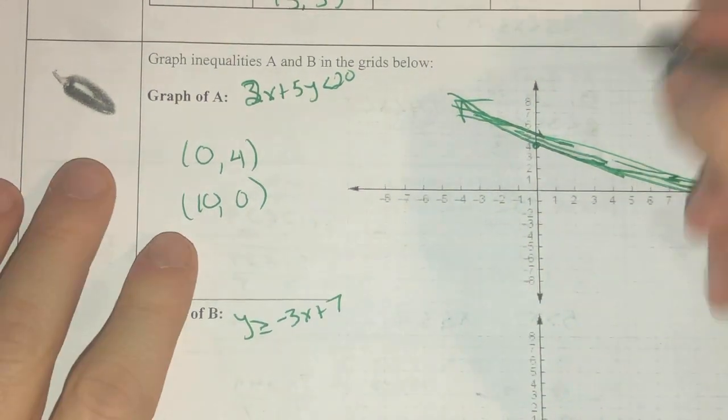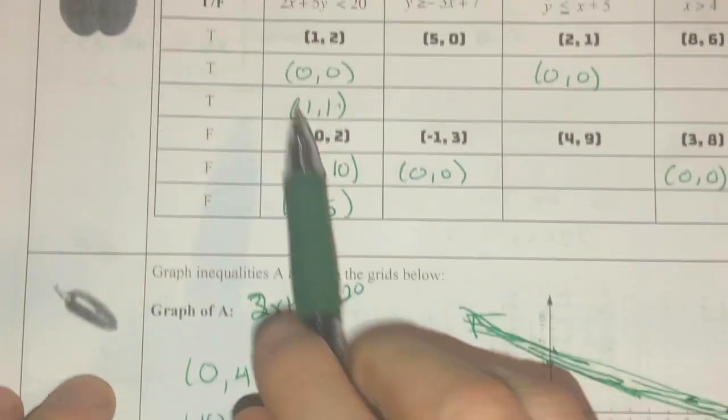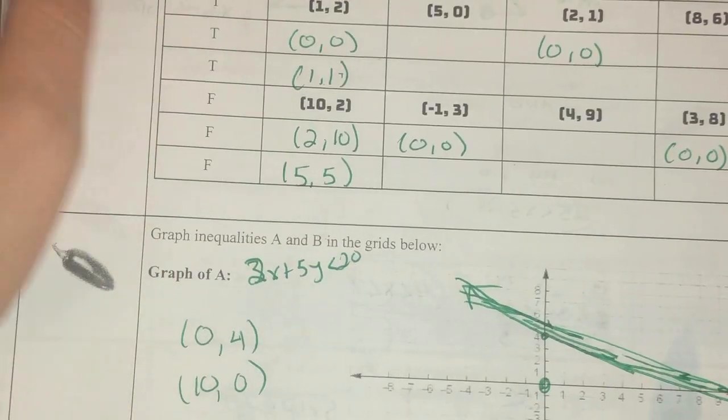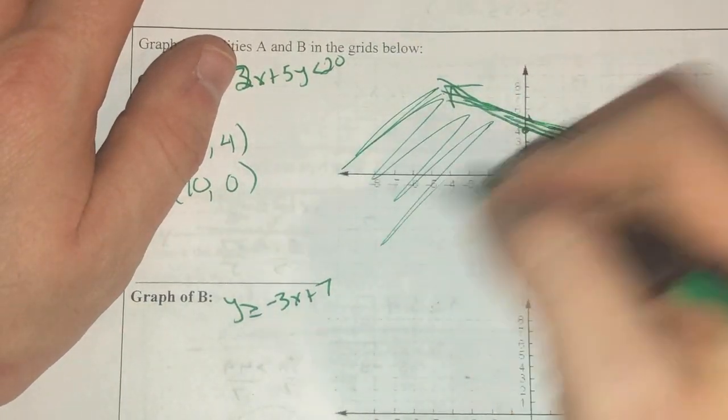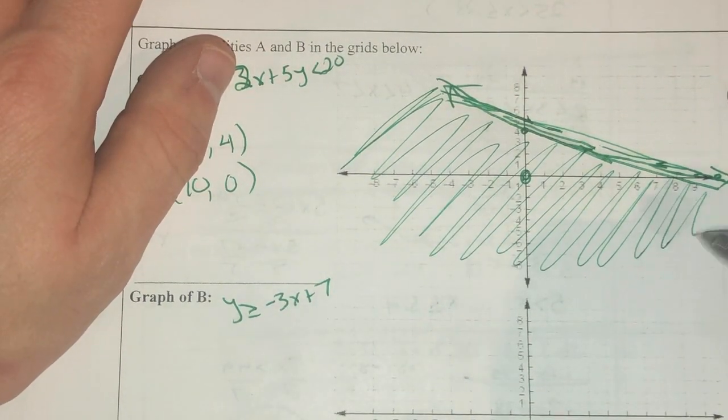Now I choose 0, 0, but I've already shown that 0, 0 is true. That's why we're going to get used to plugging it in, right? Because 0 plus 0 is less than 20. So I just shade below. How about the next one?